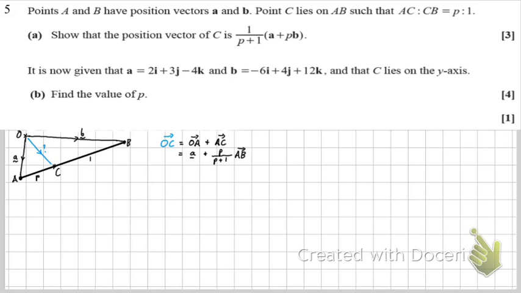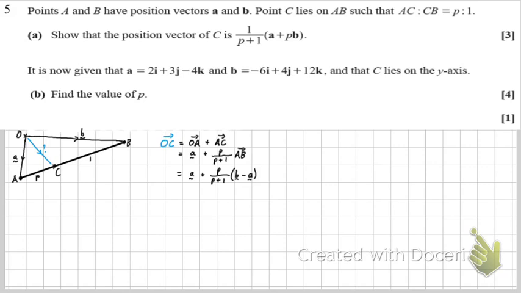And of course, A to B, how do we get from A to B? Well, we have to go back via O, so it's minus a plus b. Or in other words, b minus a. So if we replace A to B with b minus a in the algebra, you've done the hard bit now. You just need to make that look like the thing in the question.